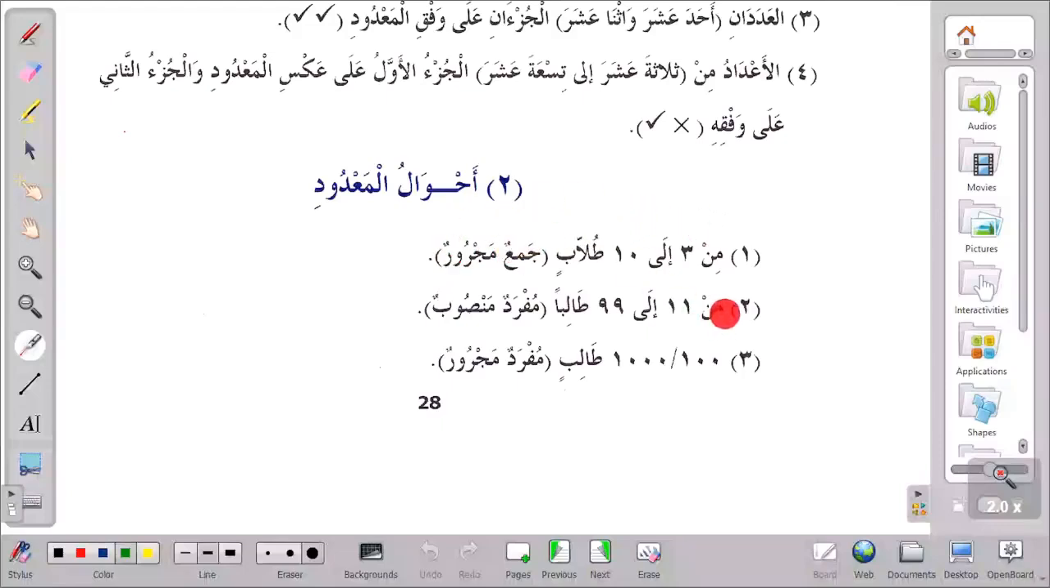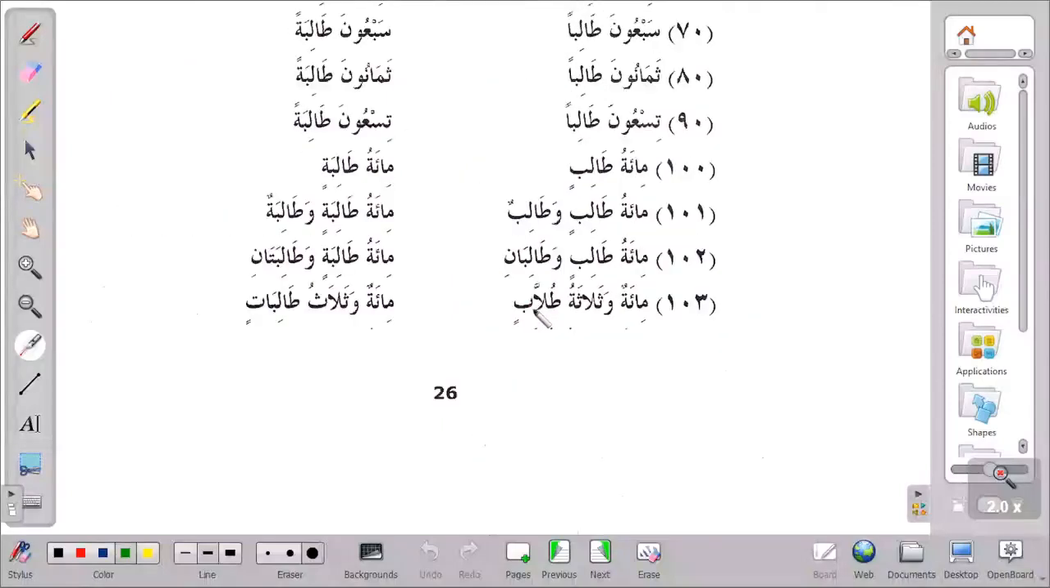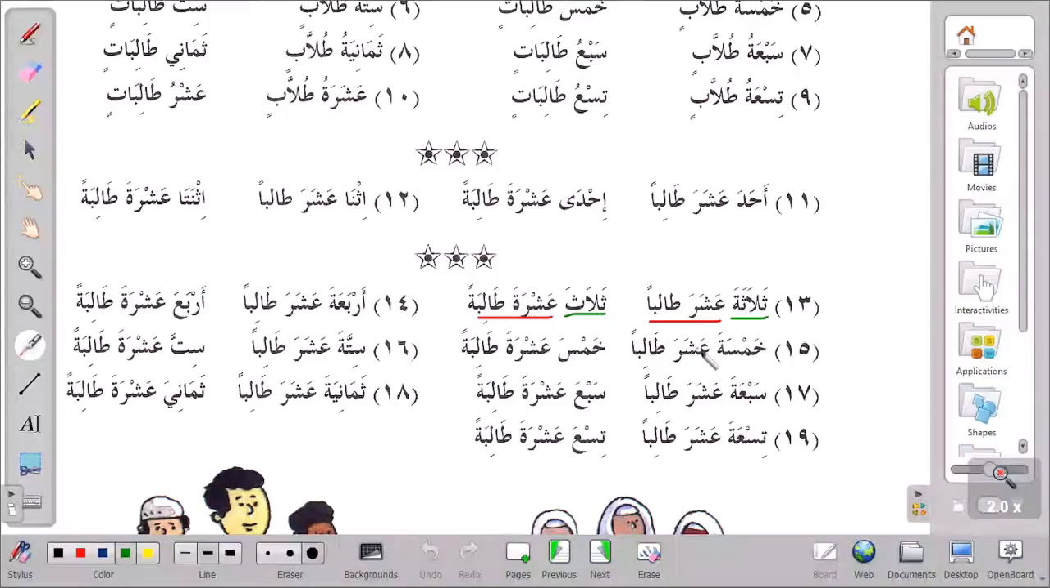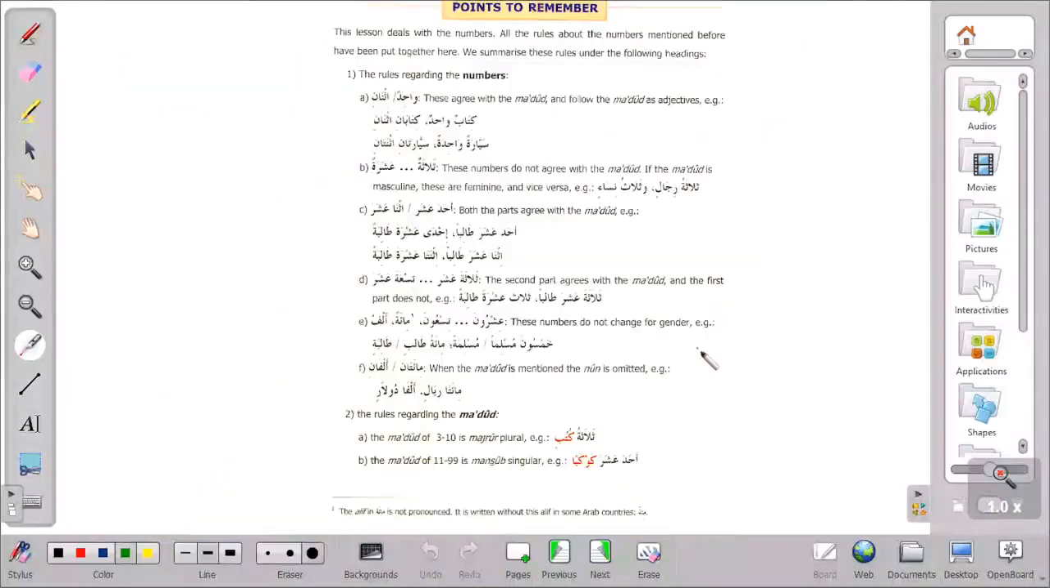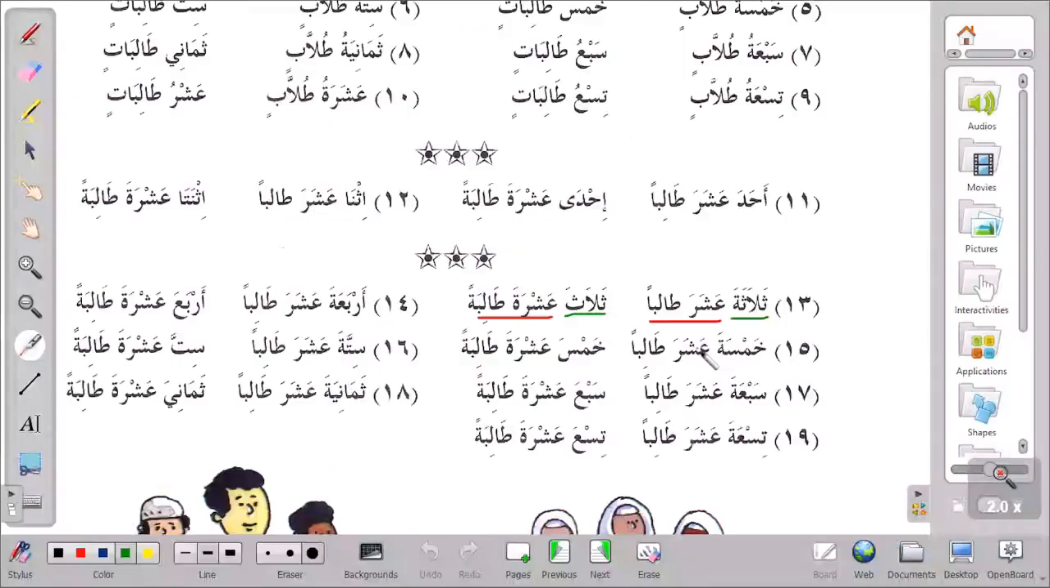Then the next thing is min, from 11 to 99: min ahada ashara ila tis'a wa tis'ina taliban, from 11 to 99 students. The thing we are counting should be mufradun mansub. It should be mufrad, singular, and then mansub.